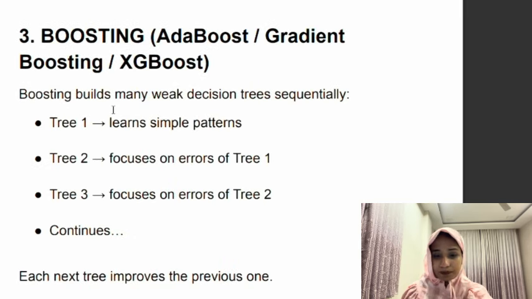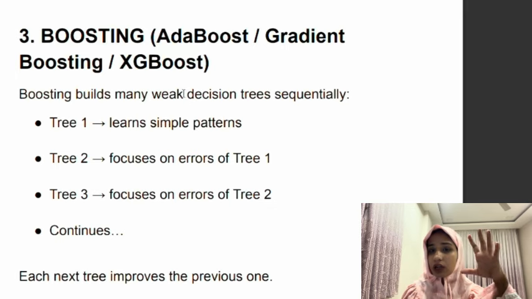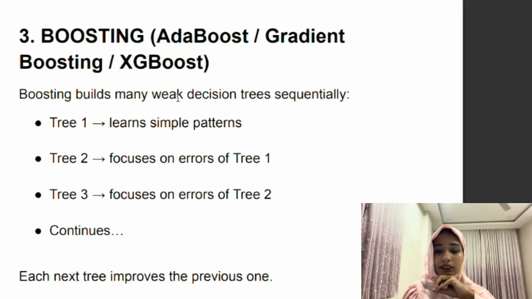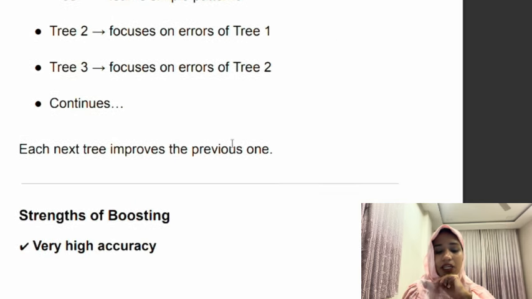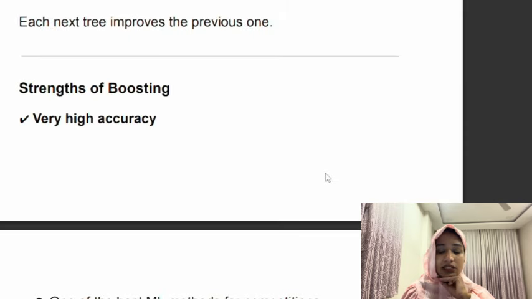Now boosting builds many weak decision trees sequentially. Tree 1 learns simple patterns. Tree 2 focuses on errors of tree 1 and tree 3 focuses on errors of tree 2, and it goes on till the end. So we have built tree 1 and tree 2 will focus on errors of tree 1. Similarly, tree 3 will focus on the errors of tree 2 and it will continue. Each next tree improves the previous one.